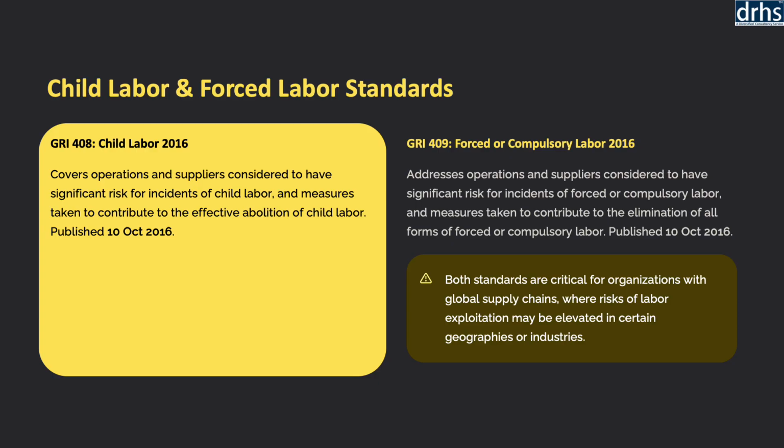Organizations are expected to implement robust policies, monitoring mechanisms, and corrective actions to eliminate such practices from their operations and supply chains. Collectively, these standards reinforce a rights-based governance approach, compelling organizations to extend accountability beyond direct operations to encompass suppliers and business partners. They also enhance transparency and stakeholder confidence by demonstrating a commitment to ethical sourcing and responsible business conduct. Ultimately, adherence to these standards signifies a firm commitment to human dignity, social justice, and sustainable value creation.